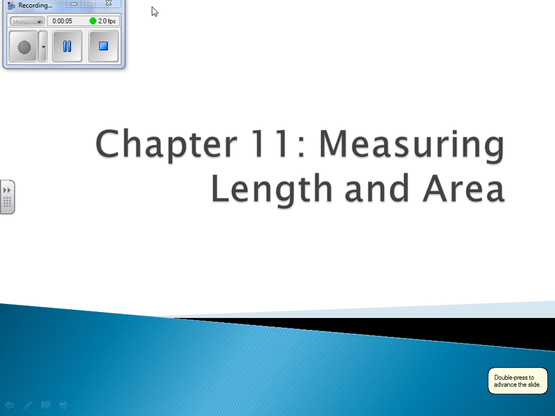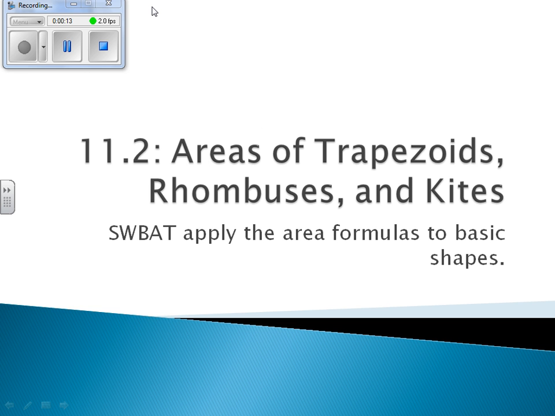Alright, so today we're going to do section 11.2, which is the next one. Yesterday we did the area formulas for squares, rectangles, parallelograms, and triangles. Today we're going to finish up the rest of the quadrilaterals. So trapezoids, rhombuses or rhombi, and kites.